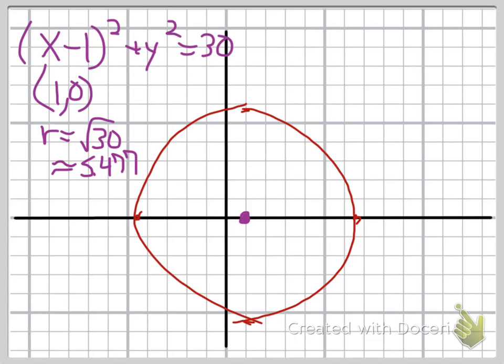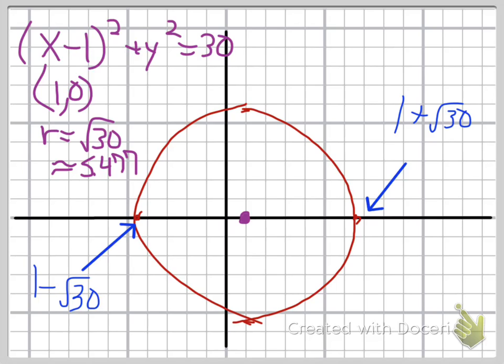Now, with this, I can label my x-intercepts. This x-intercept right here is going to be 1 plus the square root of 30. And this x-intercept here is going to be 1 minus the square root of 30. So I've now figured out my x-intercepts. They are 1 plus or minus the square root of 30.